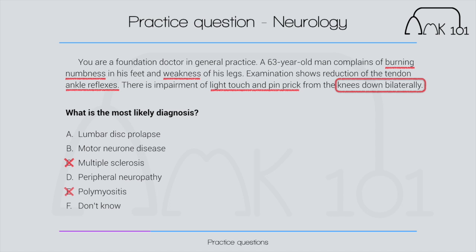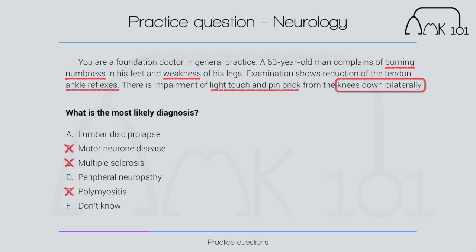Again, let's look at option B, motor neuron disease. It's a condition that's well publicised in the lay press because of its ability to paralyse people, often at a young age. But it tells you it's motor neuron disease. The clue is in the word. It doesn't involve sensation. How about lumbar disc prolapse?